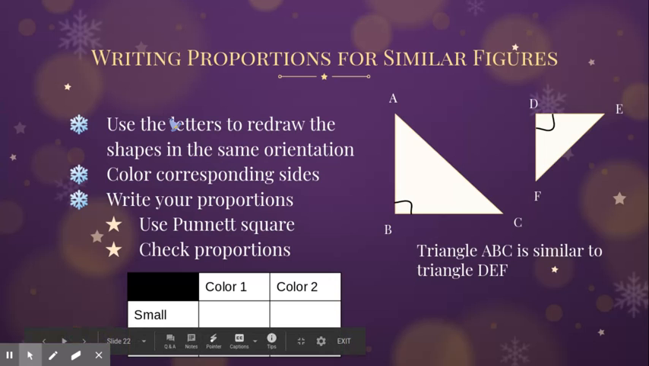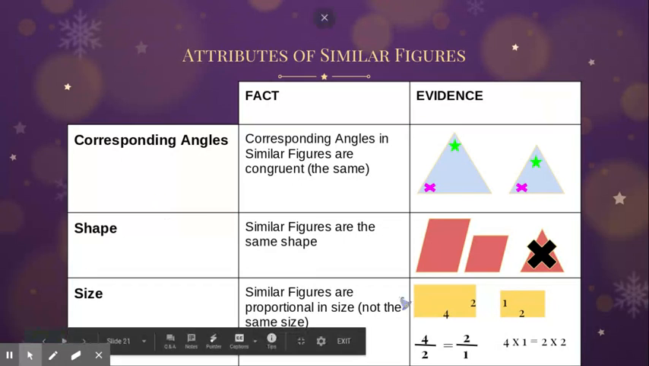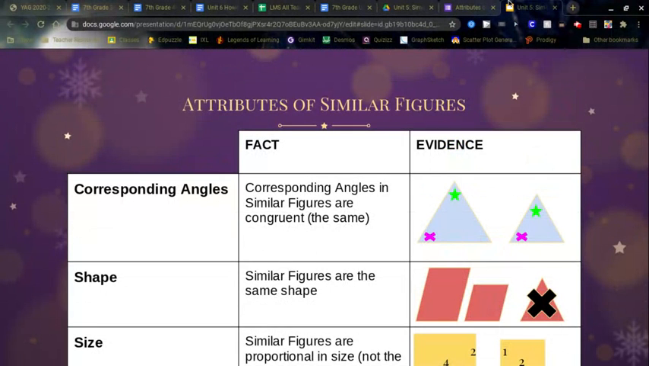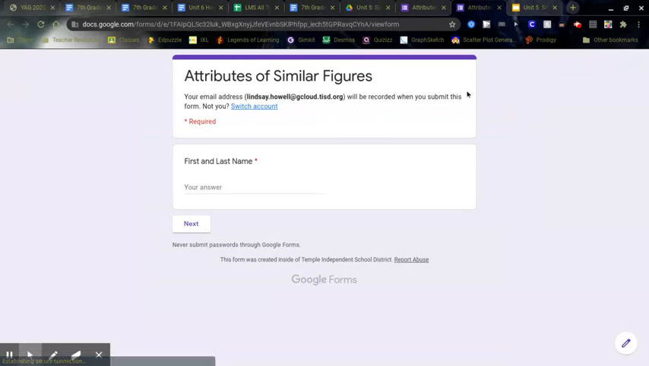And that's it. That's all we have. We're not going to do this until tomorrow, okay? So if you have any questions, make sure you have written down all of these attributes. Okay, make sure you have all of this written down, and it's going to help you a lot with the assignment. Okay, and let me show you the assignment. Okay, it is the Google Forms. It's called Attributes of Similar Figures. Let me pull up your view. I'm going to put in my name, hit next. Okay. And they're going to look exactly like this.